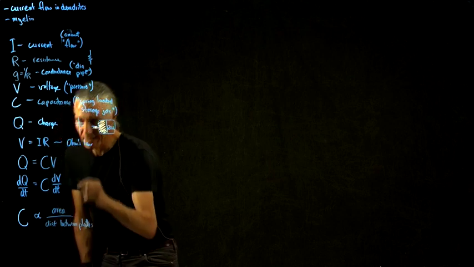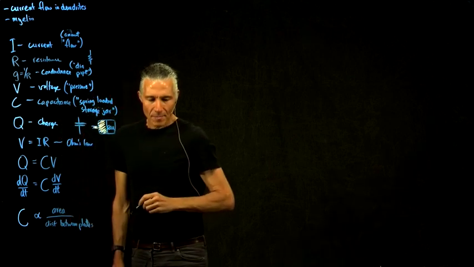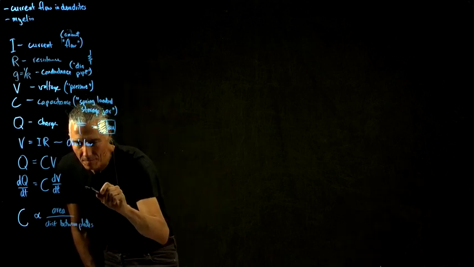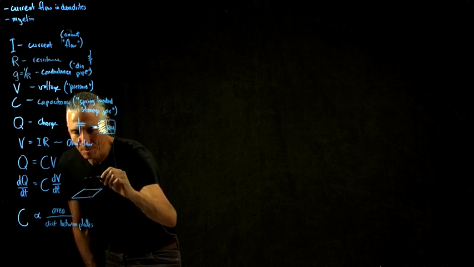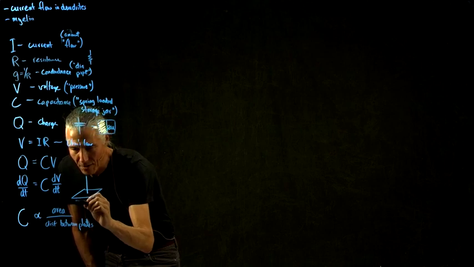So what are the plates? These are supposed to represent the plates. If we draw out the plate so we can see some area of the plate, here's a wire coming out, and then here's the other plate.